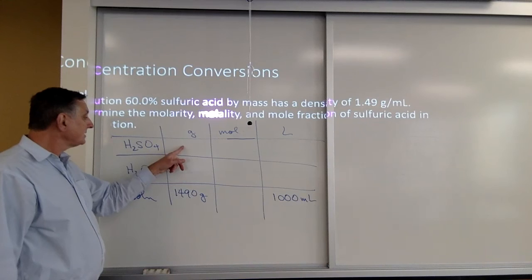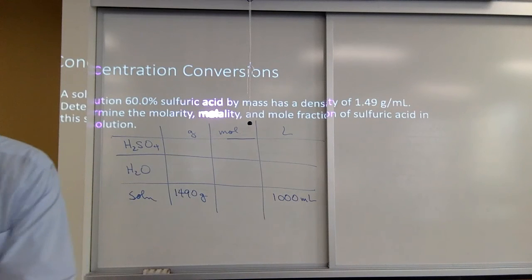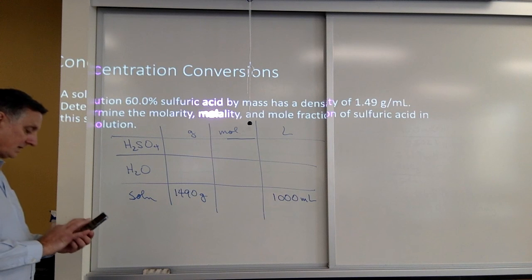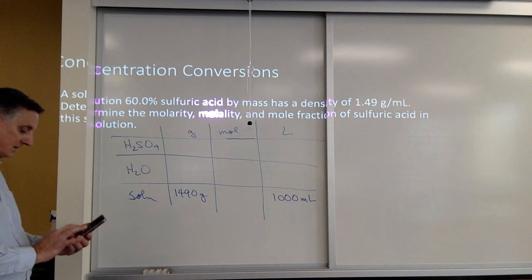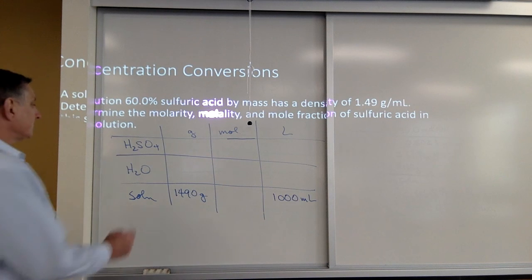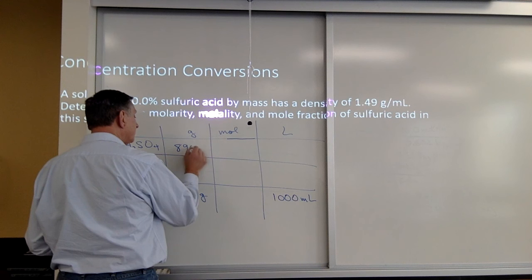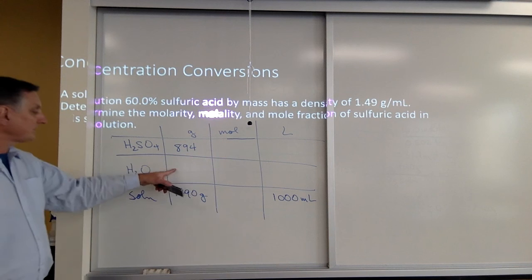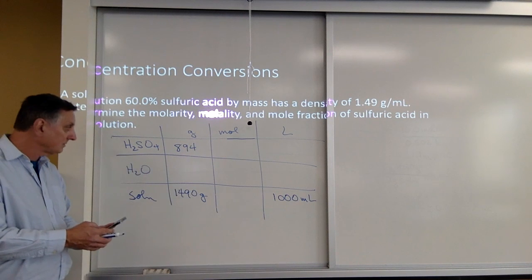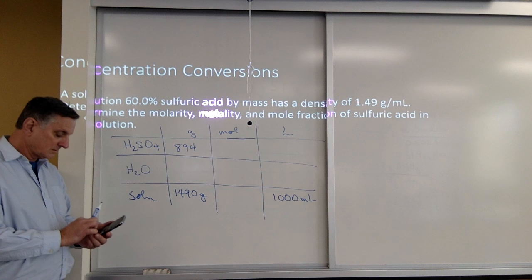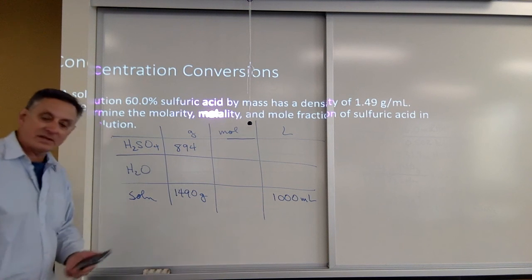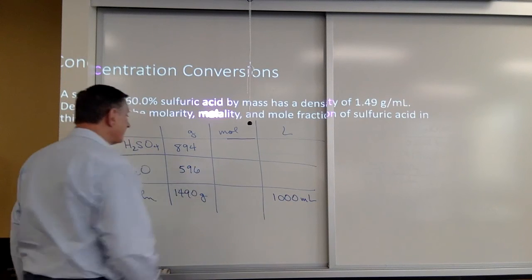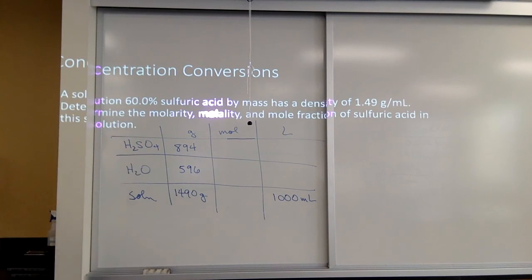60% of this is the mass of H2SO4. So what is 60% of that? 1490 times 0.6 is 894 grams. The mass of water is the difference between these two, 596 grams. Okay, now I've got mass.